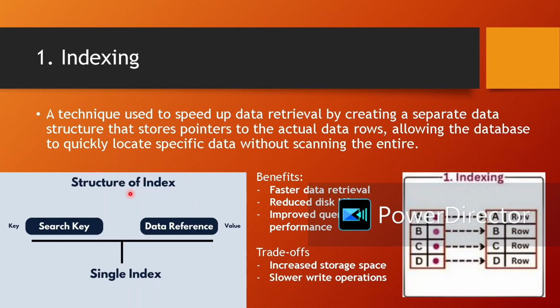So what is the structure of the index? Basically, we have a search key, that is the main key, and the data reference to which it's assigned a value. So this search key and data reference together is known as a single index.